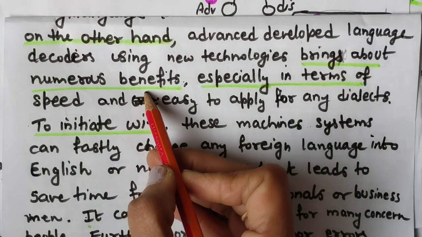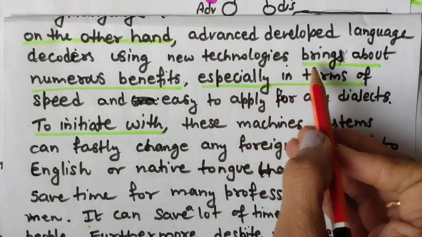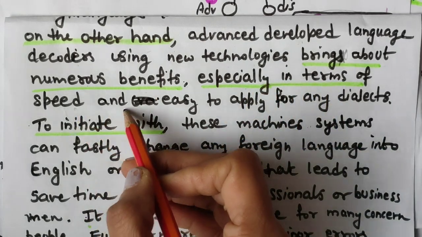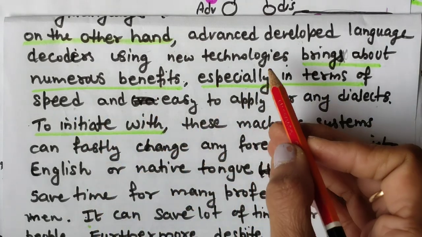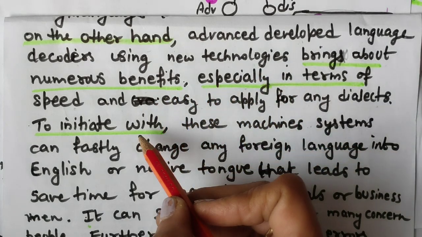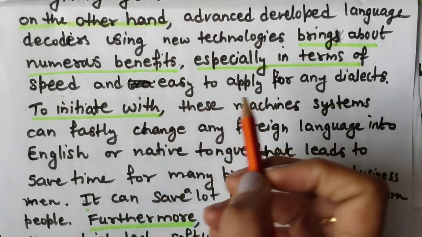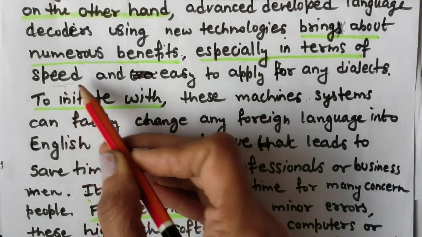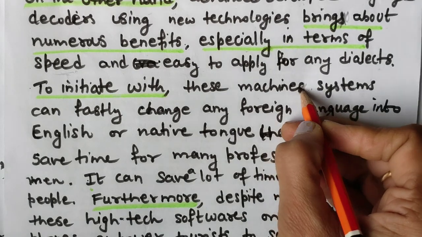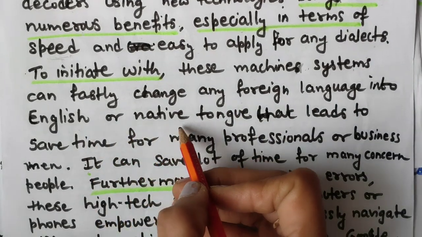Bring about numerous benefits. So on the other hand, I have started with the topic. I am saying bring about numerous benefits, comma, especially in terms of speed and easy to apply for any dialects. Now here I have announced both my advantages first, and then I will explain them one by one. To initiate with my first point, I will explain these machine systems. These machine systems can quickly change any foreign language into English or native tongue.